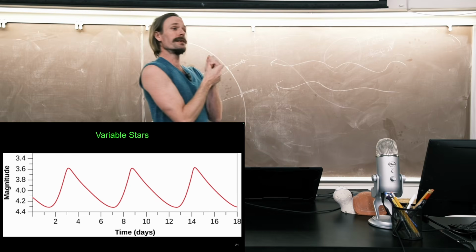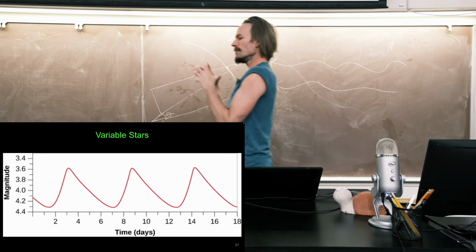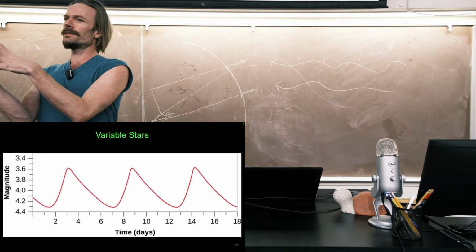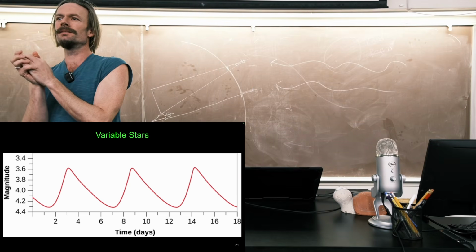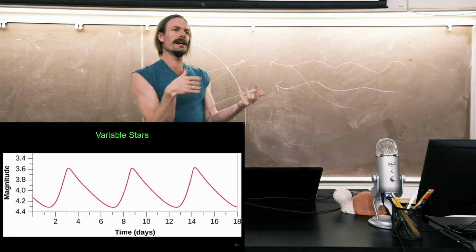So people went looking, is there anything that's standard, that we know is the same object with a known brightness, so that if we see it in different places and it's dim, we know its absolute brightness, and so we can back calculate the distance.